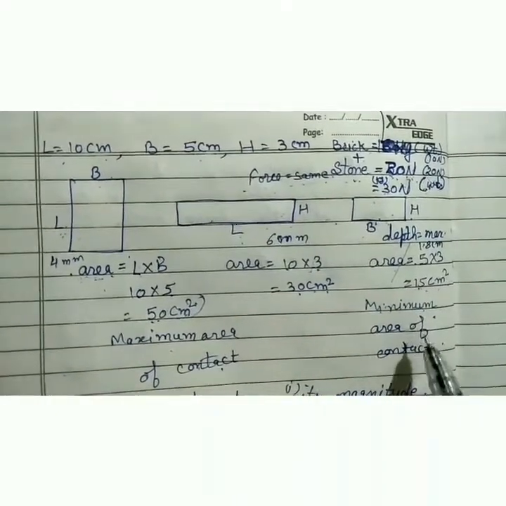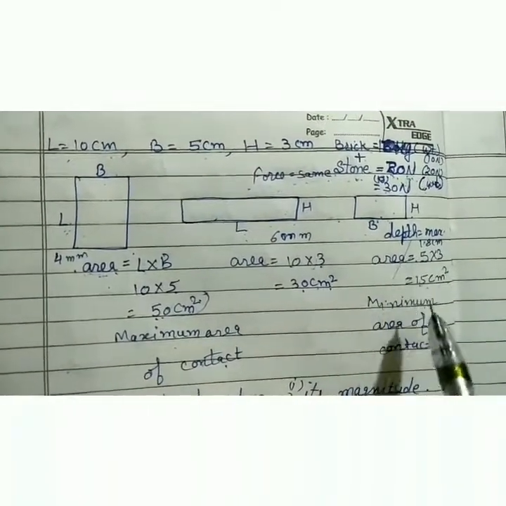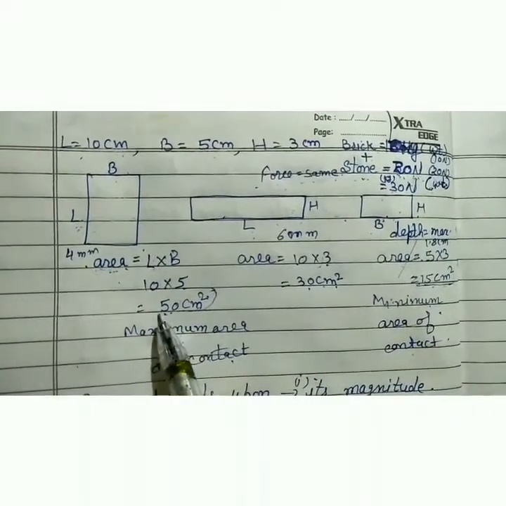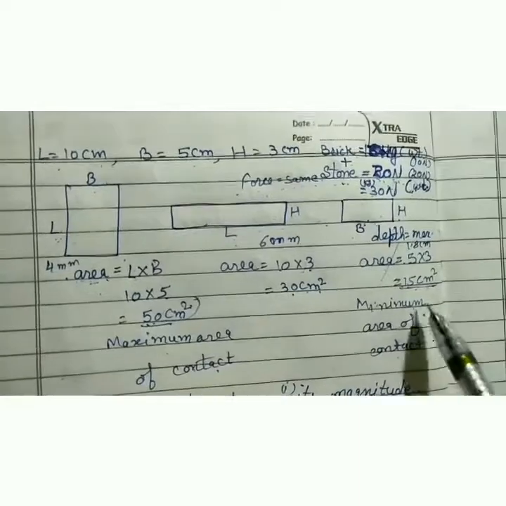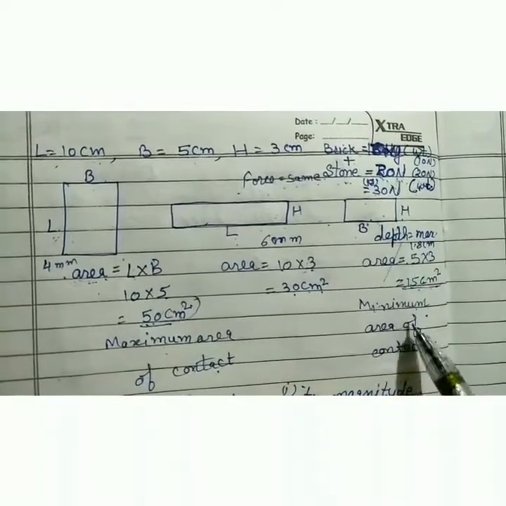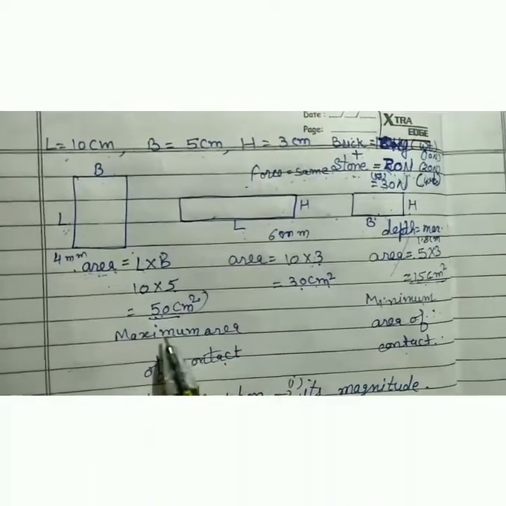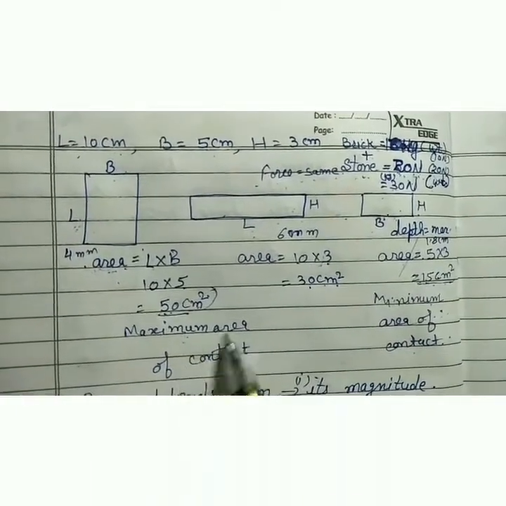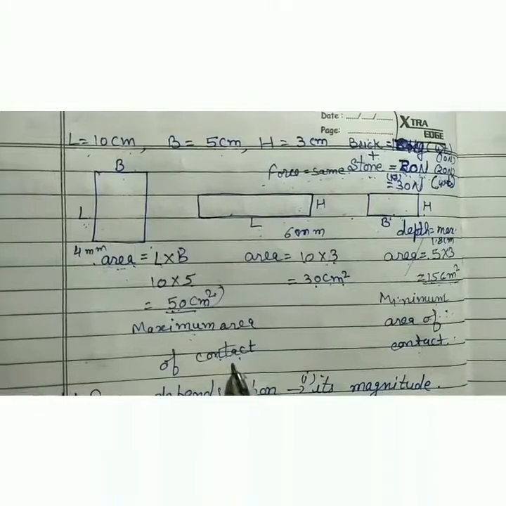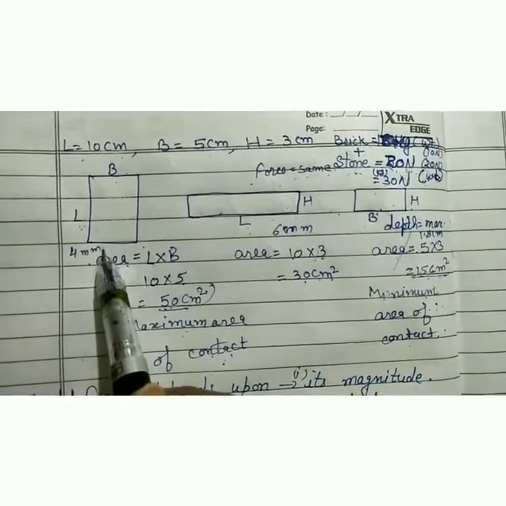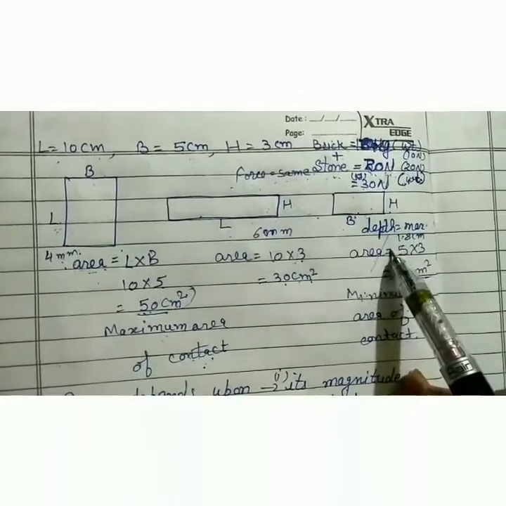So here you can see that here we have an area of 15 centimeter square, and here we have 50 centimeter square. So this one is the minimum area of contact of the brick with the sand, and here we have the maximum area of contact of the brick with the sand. In this case the depth of the impression is minimum, and here the depth of the impression is maximum.